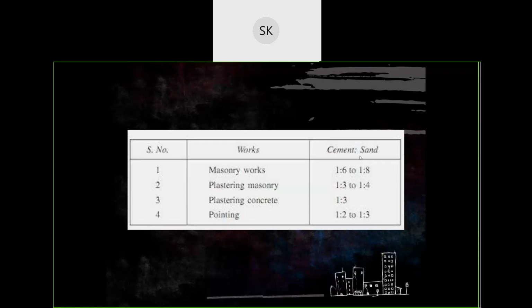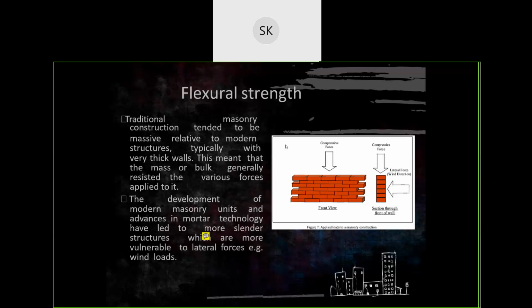So these are the standard ratios for masonry work. For masonry, you should use cement to sand in the ratio of 1:6 to 1:8. For plastering masonry, you should use 1:3 to 1:4. For plastering concrete, it will be 1:3. For pointing, you should use cement to sand in the ratio of 1:2 to 1:3.